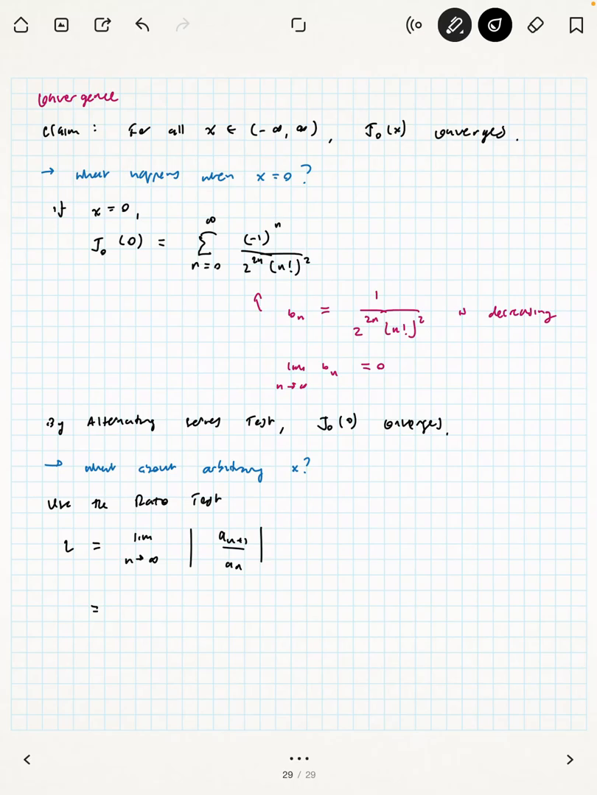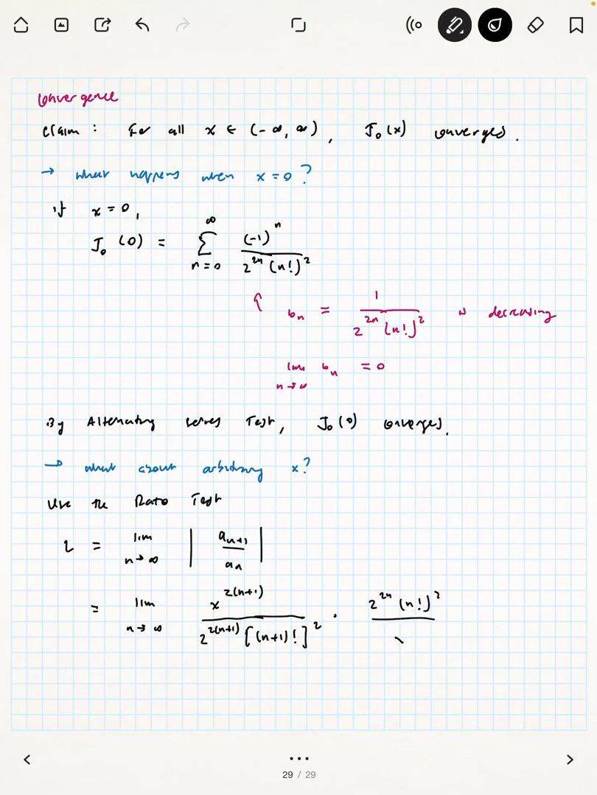So we're going to use L equals the limit as n approaches infinity of a sub n plus 1 over a sub n. So the alternating part gets cut off basically, and we can do x to the 2n plus 1 over 2 to the 2n plus 1 times n plus 1 factorial squared. Okay, so that's the n plus 1th term of the series.